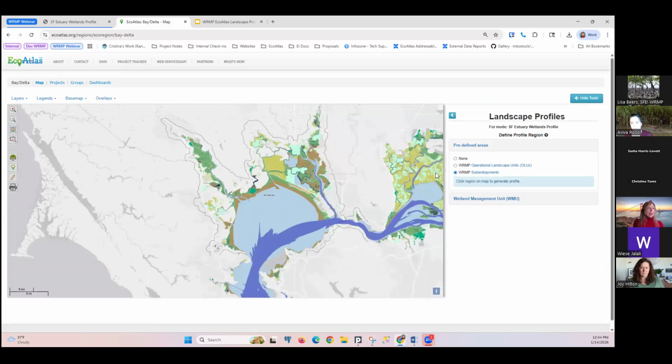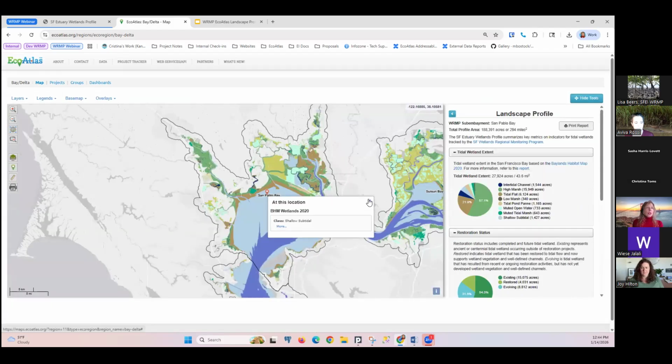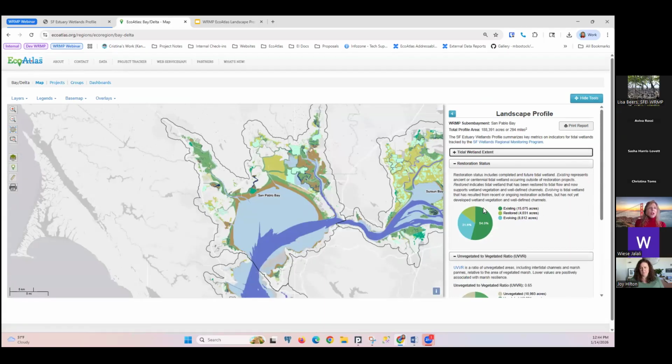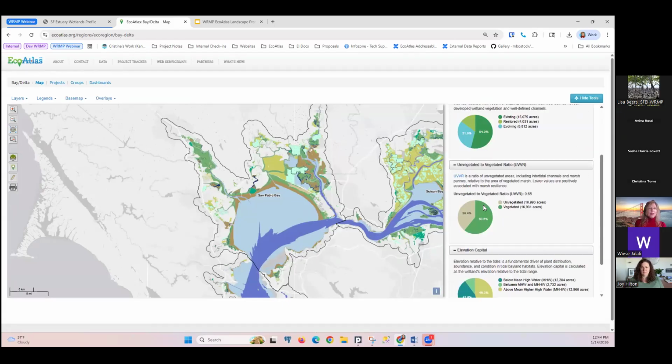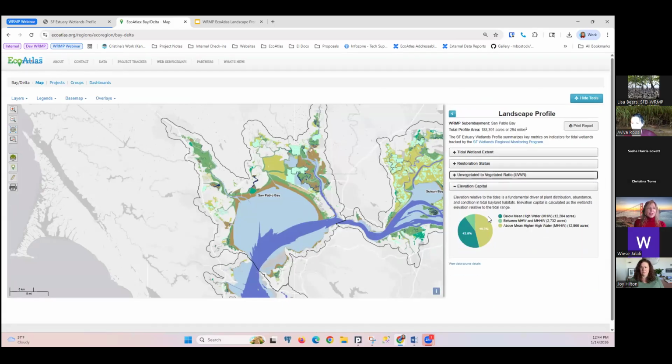So if we select sub-embayments, you can see here is the San Pablo sub-embayment. We will click on that area, and then it will also regenerate those charts based on this new geography. And as you can see, there's definitely room to add additional metrics or different analyses as the WRMP continues to grow.